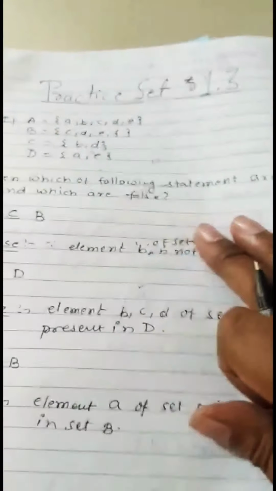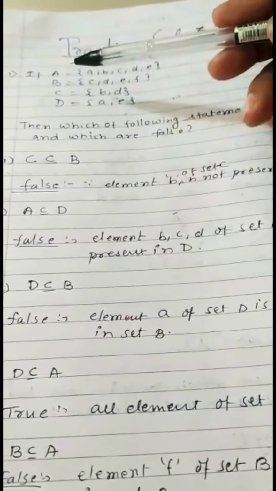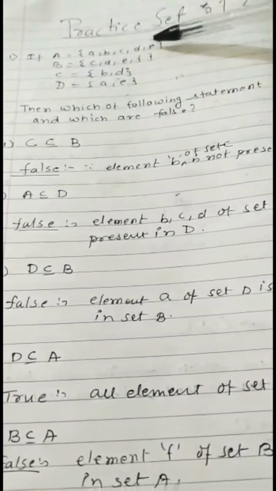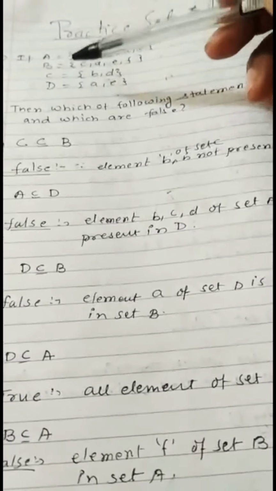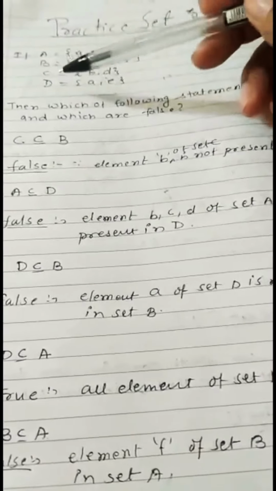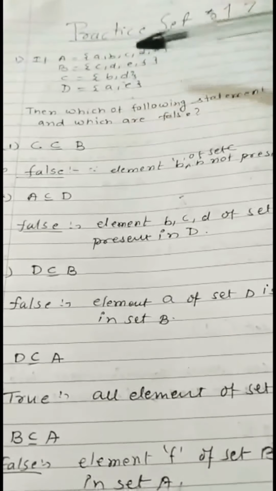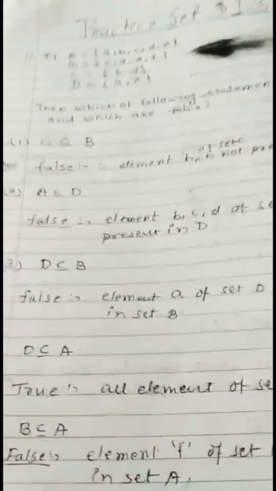So we'll start practice set 1.3. Question number 1. If A has the elements a, b, c, d, e, B has the elements c, d, e, f, C has the elements b, d, and D has the elements small a, small e. This is the question. Then which of the following statements are true and which are false?